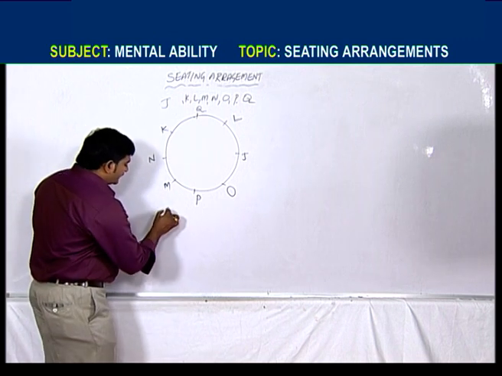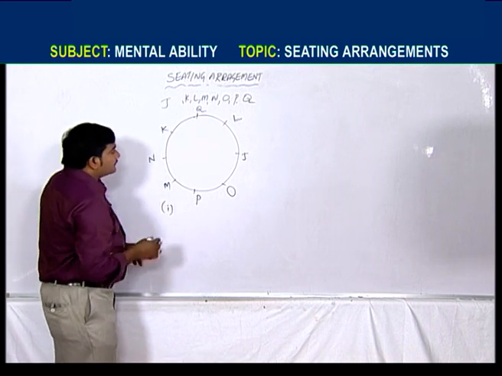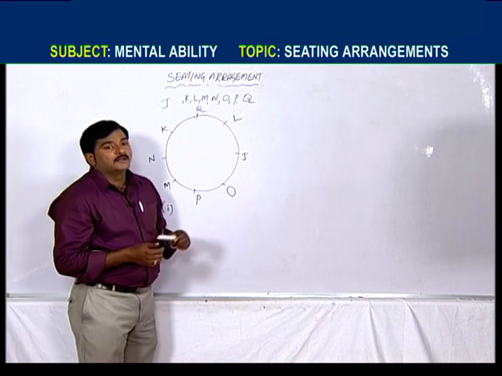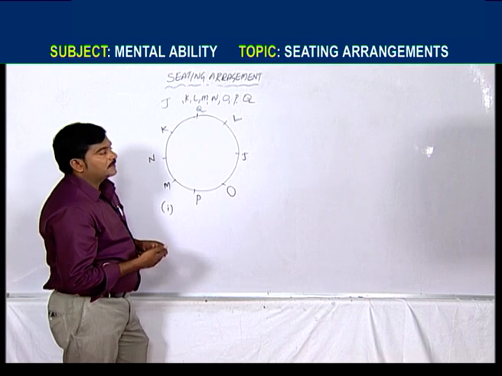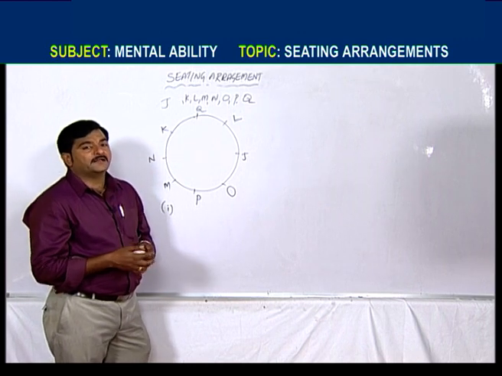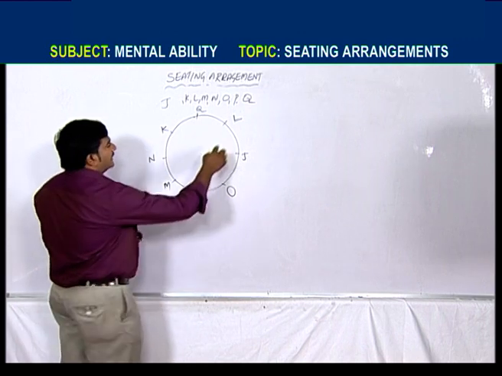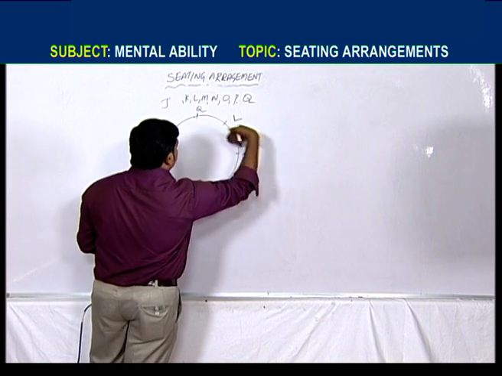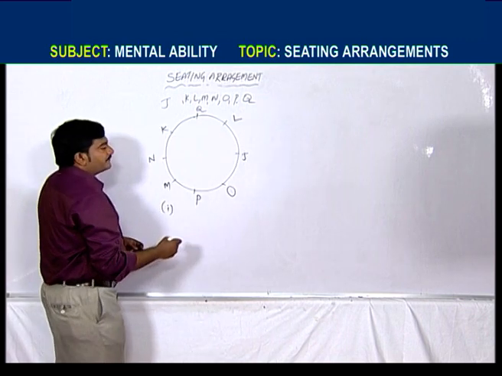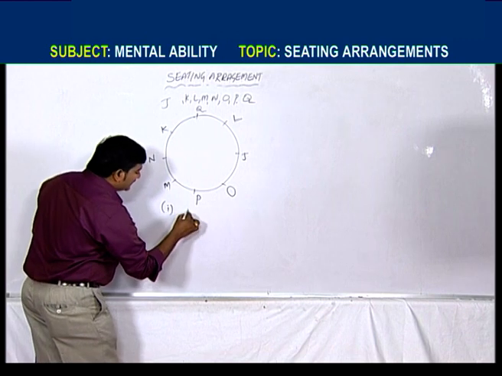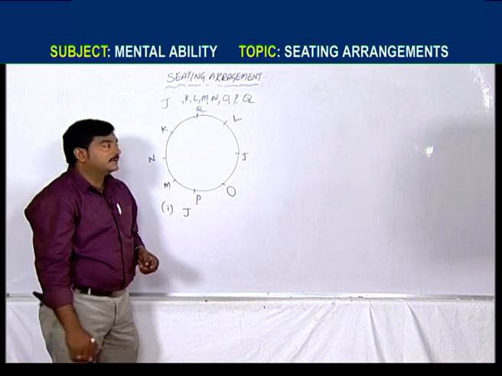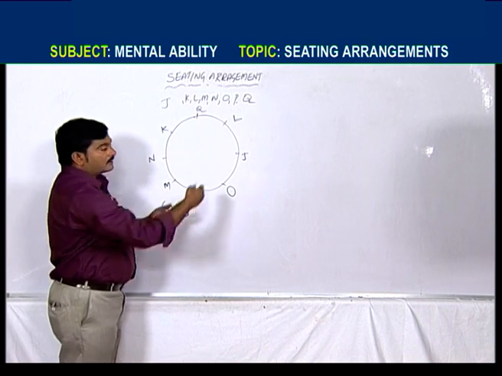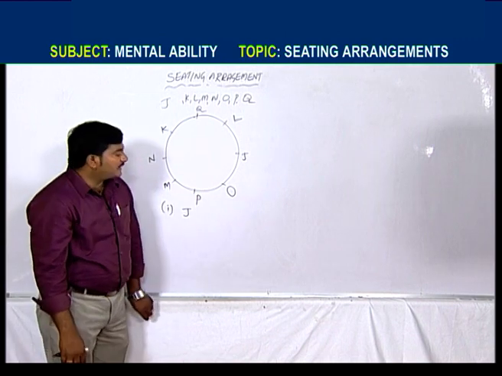We will take the first question. Who is the immediate left of L? Think that L is facing towards the center. Who is the immediate left of L? It's very clear, J is the immediate left of L, right? He is facing towards the center, so obviously J is the immediate left of L.